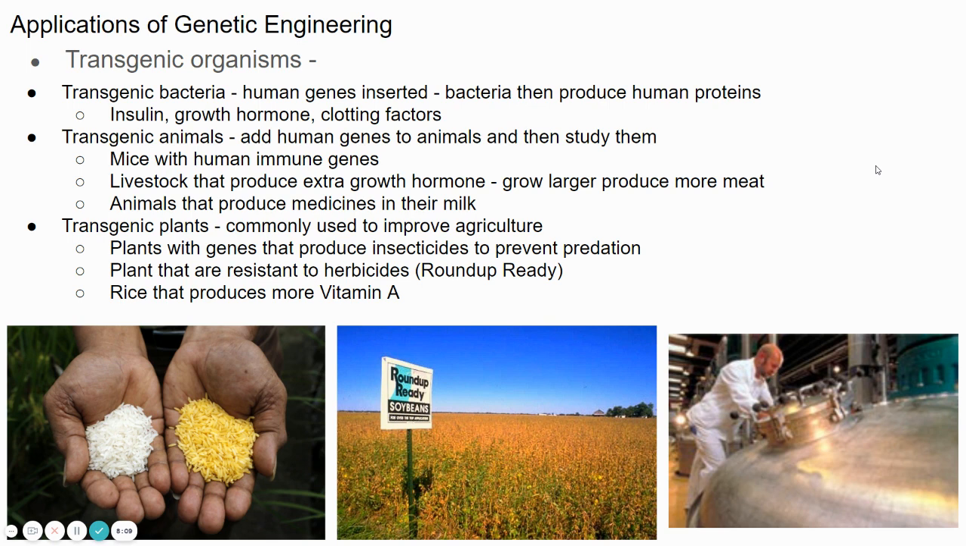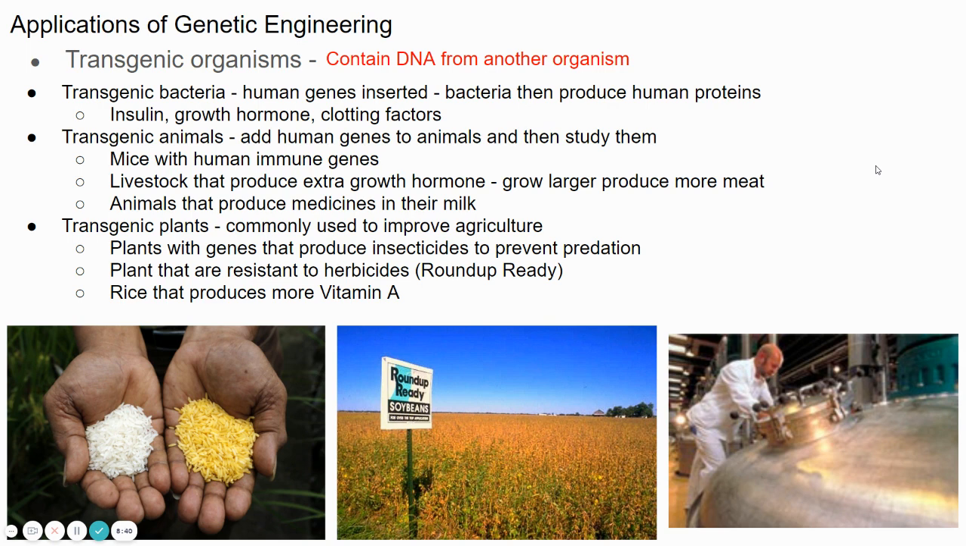So when scientists take a gene from one organism and put it into another, the result is what's called a transgenic organism. It's an organism that has DNA from another species put into it. Here are some examples of how it's been used. I already told you about insulin and human growth hormone. Those are a result of putting human genes into bacteria.